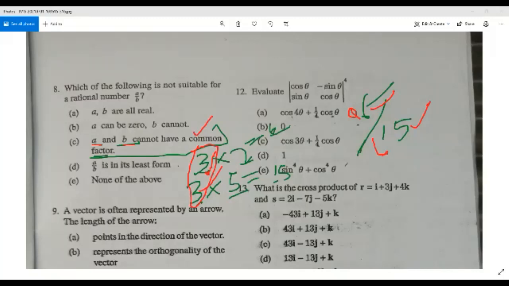And he's saying A and B is in its least form. That one too is true, because when you get something like this, you can divide through by 3. So 6 divided by 3 is 2, and 15 divided by 3 is 5. If you get a fraction, you want to get it to the least form. So D is correct. So I think the answer will be C.